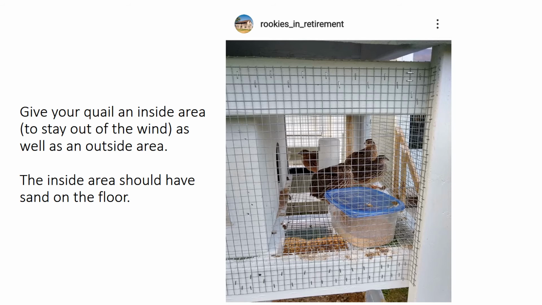The outside area, they're just on the wire. A little Tupperware type feeder that you can go on just about any YouTube channel that talks about quail and they'll tell you how to build those. And a 1 quart water.